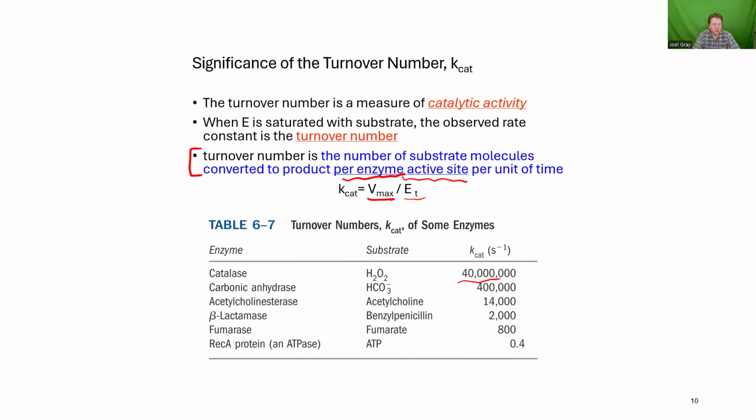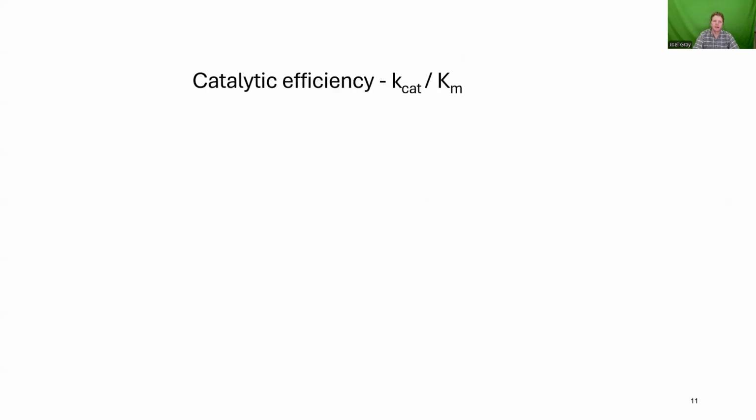Now, a better measure of enzyme efficiency is not just how many products are produced, but how many products are produced relative to the amount of substrate. For a more frictionless calculation of catalytic efficiency, we compare kcat and Km.